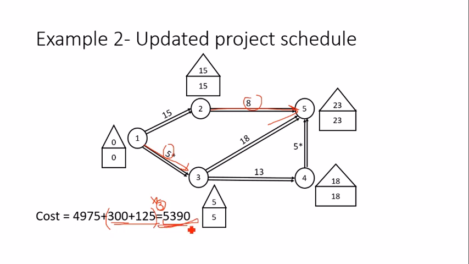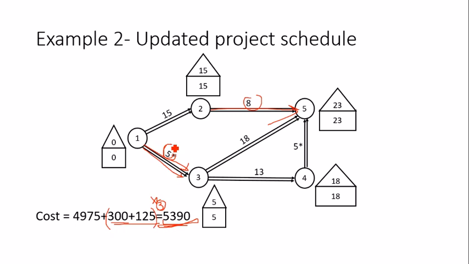So what is important here: after compression of 1 to 3 by 3 days, this has also reached its crash duration. You can see the data from the original table. Its crash duration was 5, so it cannot be compressed further. That means if we do want to make further reduction in the duration of the project, then 1 to 3 is out of the picture. So I'm in the same situation as I was in the previous step.